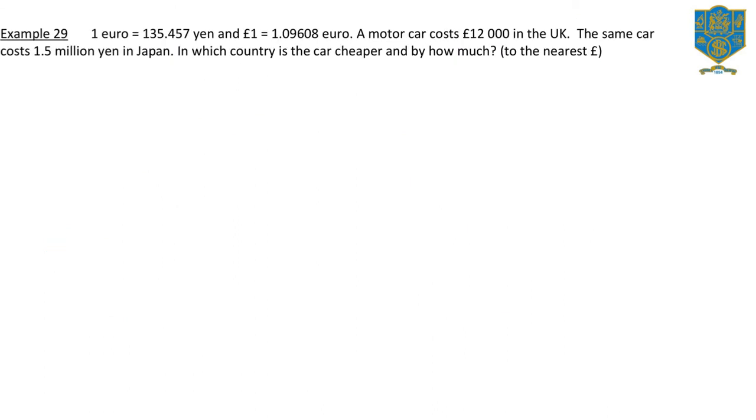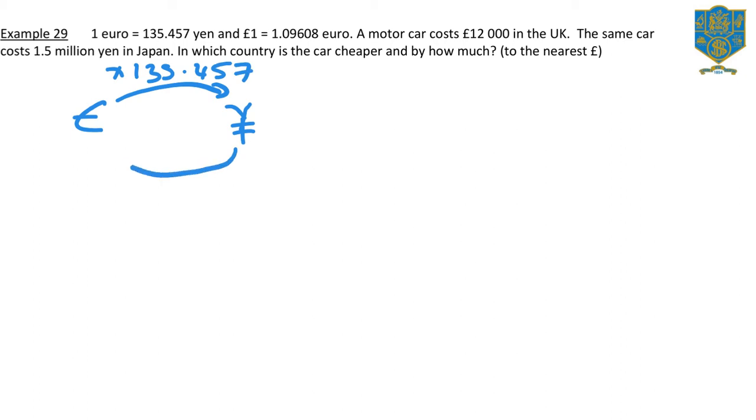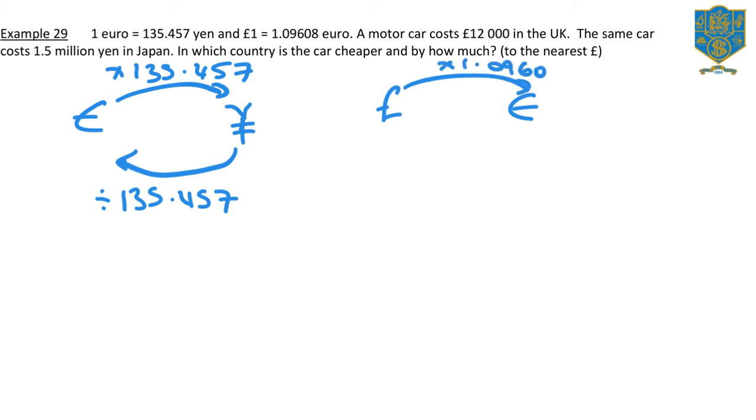In our last example, 1 euro is 135 yen approximately. So euro to yen, we'll multiply by 135.457. To get from yen to euro, we'll divide by 135.457. And to get from pounds to euro, we multiply by 1.09608, which means from euros to pound, we would divide by 1.09608. So a car costs £12,000 in the UK, the same car costs 1.5 million yen. In which country is it cheaper?